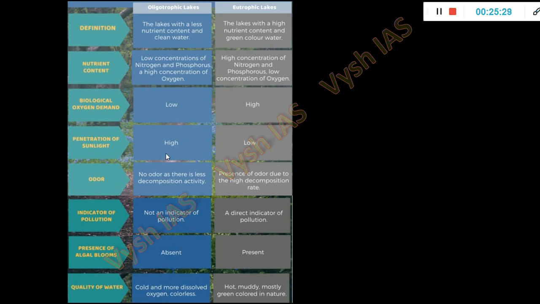Then here high penetration of sunlight, here low penetration of sunlight. Here no odor as there is less decomposition, but here presence of odor as there is high decomposition. Then it is not an indicator of pollution, but here when you see this green color thing and all these things, it is a direct indicator of pollution. Then algal bloom is absent, here algal bloom is present. Then quality of water, it is here cold and more dissolved oxygen, and it is colorless. Okay, more oxygen is there. Here it is hot, muddy, mostly green colored in nature. Okay, so these are general points from the chart, and more points I have collected from various websites.